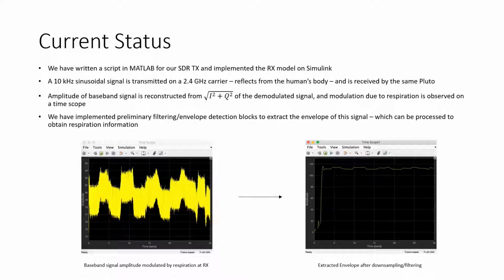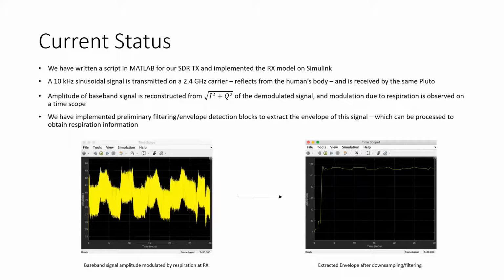Our current status is that we have written a MATLAB script for our SDR-TX and implemented the RX model on Simulink. So I'm just going to take you through where we're at. A 10 kilohertz sinusoid signal is transmitted on that 2.4 gigahertz carrier, reflects from the human body, and is received by the same Pluto. The amplitude of the baseband signal is reconstructed from the square root of I squared plus Q squared of the demodulated signal, and modulation due to respiration is observed on the time scope. So we can see that modulation happening from the person breathing. And then we've also implemented a preliminary filtering envelope detection block to extract the envelope of the signal, which could be processed to obtain the respiratory information as well.